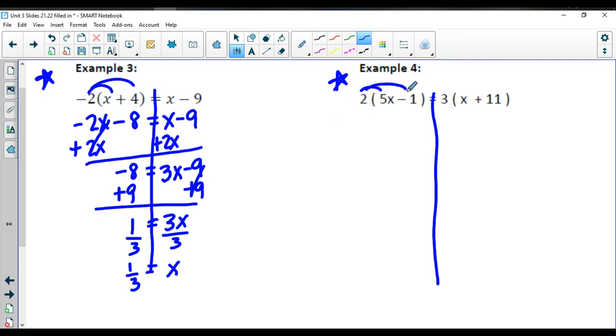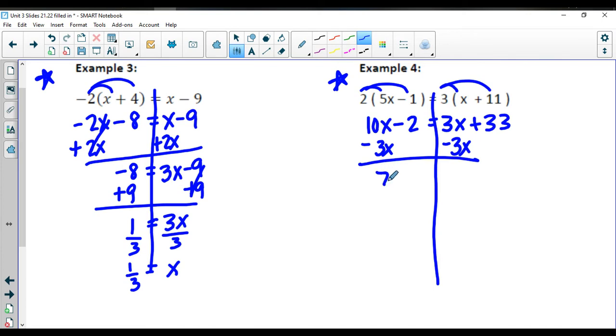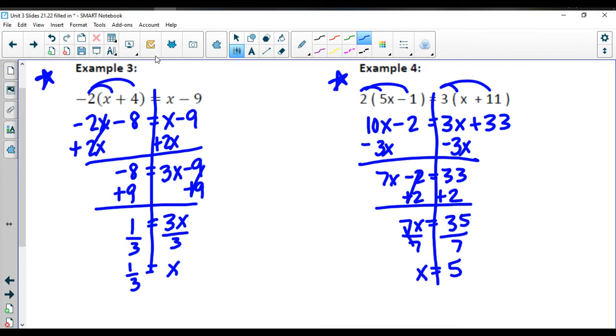So in distributing my 2, I'm going to get 10x minus 2. And on the right side, I'm going to get 3x plus 33. My smaller is the 3x, so I'm going to move that one. So I have 7x minus 2 is equal to 33. Add 2 on both sides. And I get 7x is equal to 35. Divide through by 7, we get x is equal to 5.